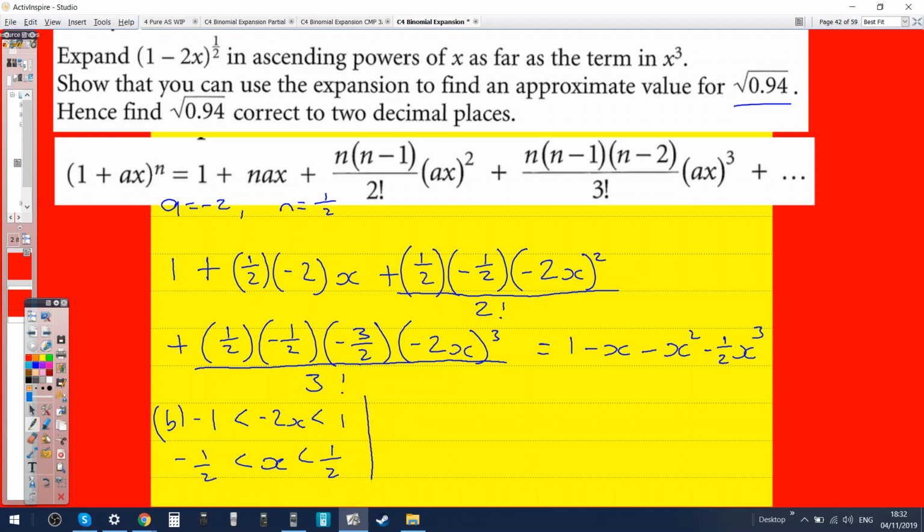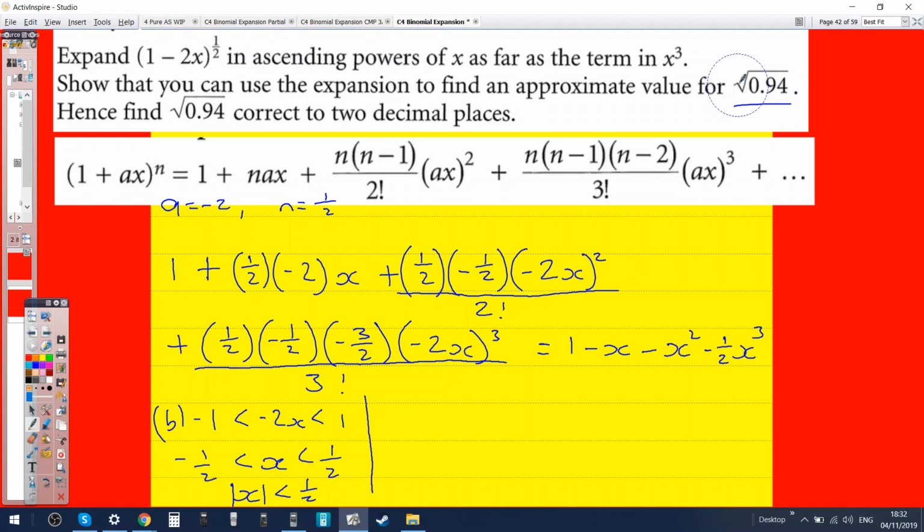Okay, done something wrong. Does that make sense? Yep. And so the magnitude of x? It switches. Yeah, the signs flip and I just flipped it. So the magnitude of x is less than a half. Show that you can use the expansion to find an approximate value for this.